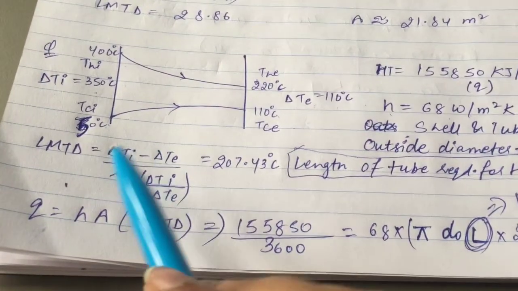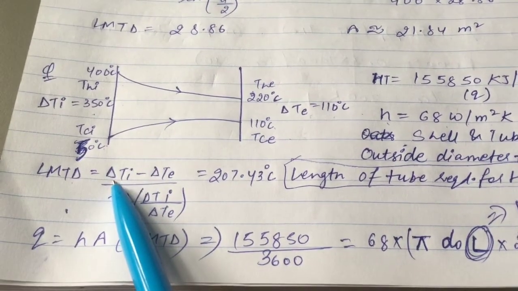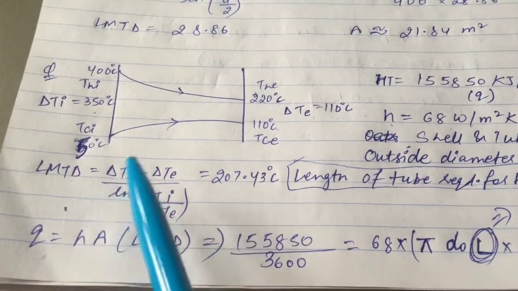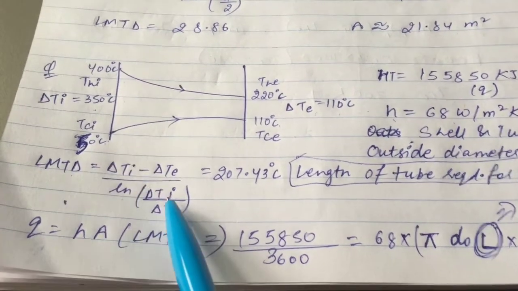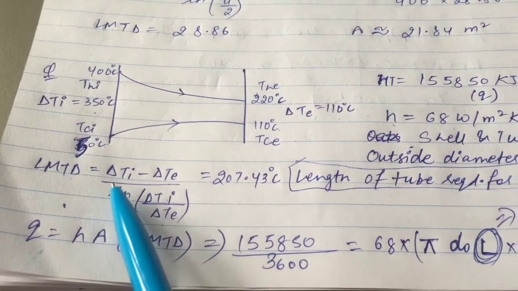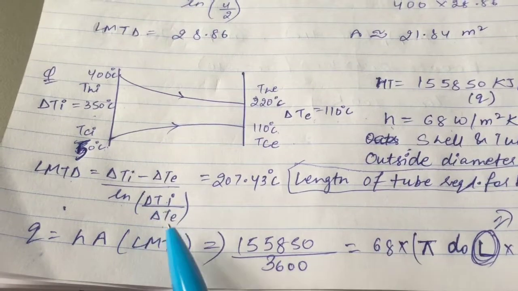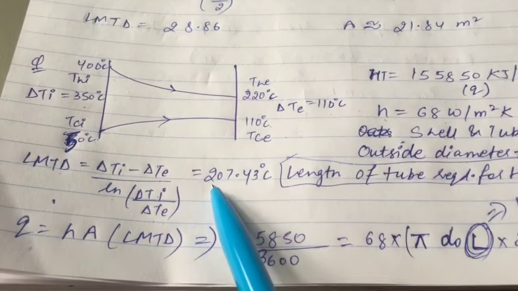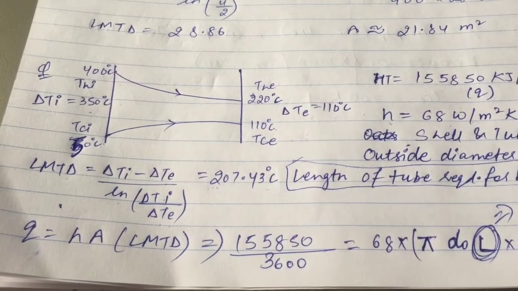So we know how to calculate LMTD, which is temperature difference for inlet minus temperature difference for outlet upon ln of temperature difference for inlet upon temperature difference for outlet, that is delta Ti minus delta Te upon ln delta Ti by delta Te. Putting in the values, our LMTD comes out to be 207.43 degrees Celsius.